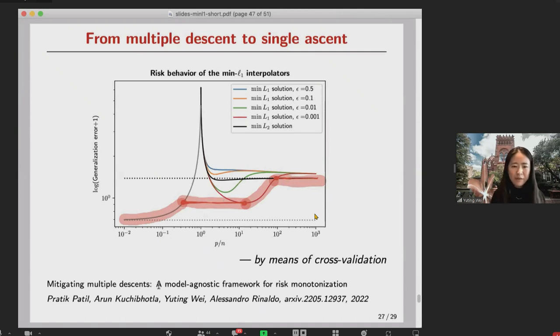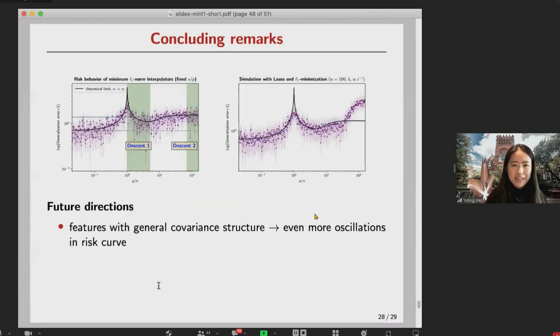Okay, so in this new arXiv paper, we are able to show that you can go from a multiple descent to a single descent curve by using cross-validation, by adapting cross-validation in the high dimensional region. Okay, so just to conclude, we are able to theoretically characterize the descent and ascent for a minimum L1 norm solution, and as future directions.